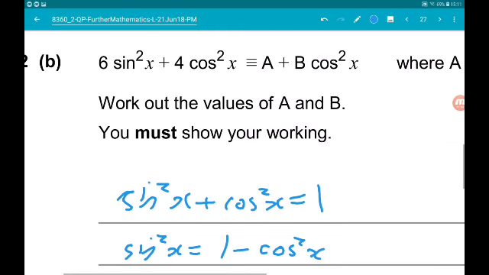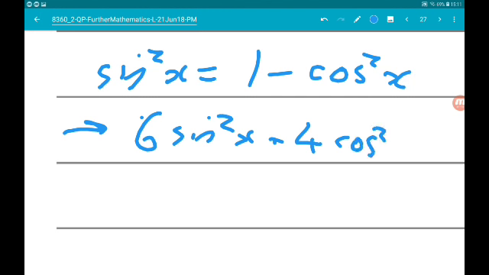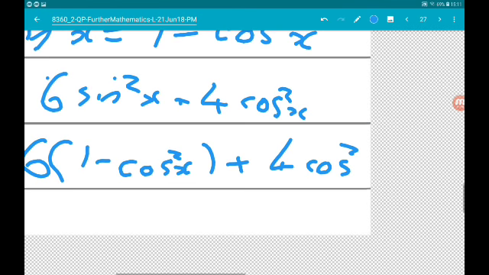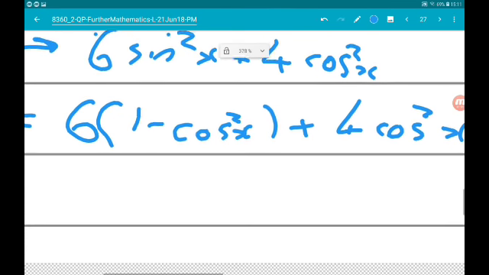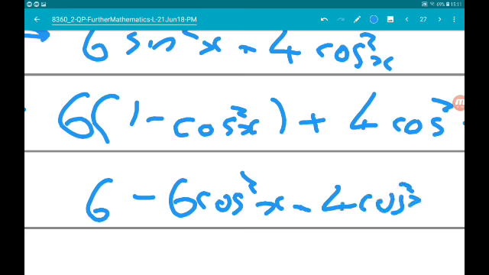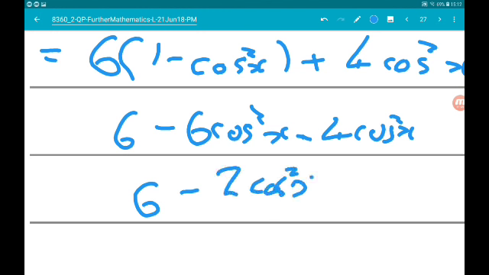So 6 sin squared x add 4 cos squared x is equal to 6 times 1 minus cos squared x add 4 cos squared x. Now if we expand these brackets, we get 6 minus 6 cos squared x add 4 cos squared x. So minus 6 add 4 is minus 2. So we get 6 minus 2 cos squared x.